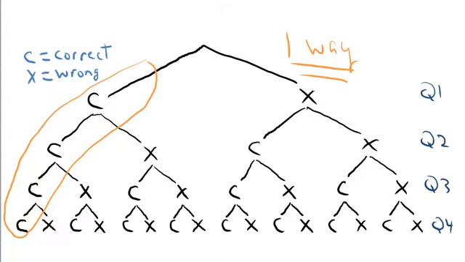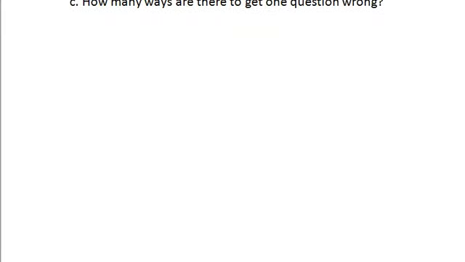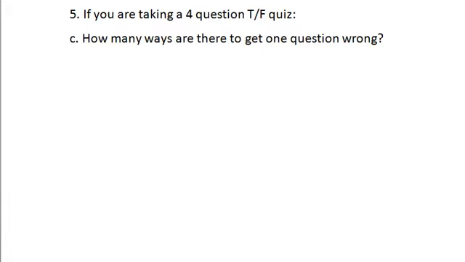Okay, we've got another question related to this same problem. Same 4-question true-false quiz. This time they want to know how many ways are there to get one question wrong. If you want to avoid drawing the tree diagram, I would recommend that you think of it this way. Remember, we got this same 4-question quiz. Suppose you think about taking the 4 questions, just call them question 1, question 2, question 3, question 4.